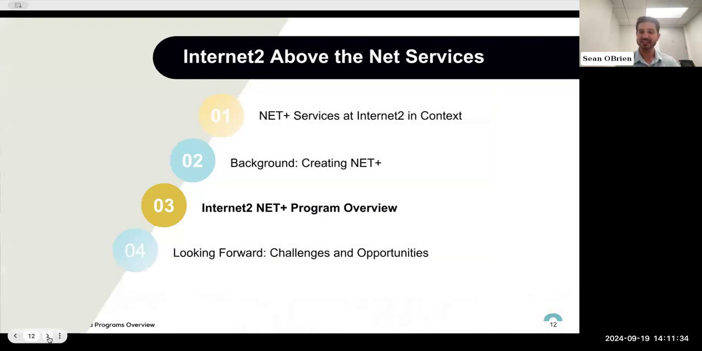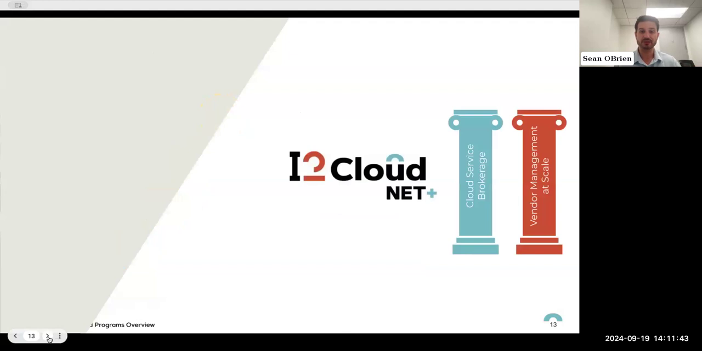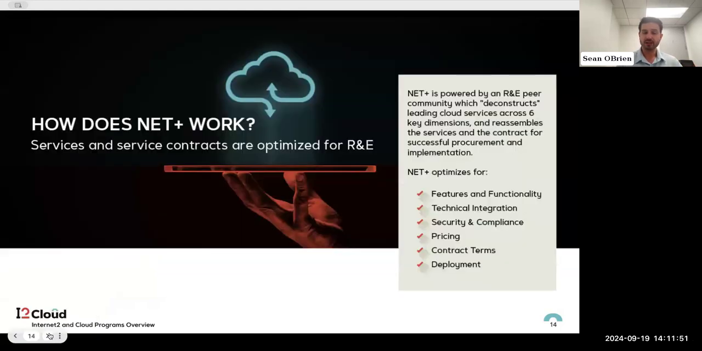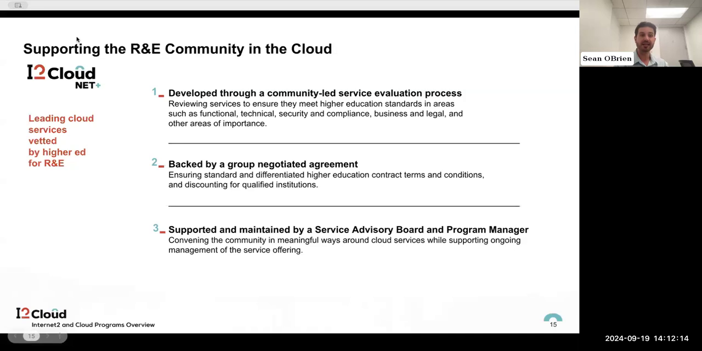So with that as background, let's talk about what the Net Plus program is. Let me give you an overview of what we're working on and some of the things we focus on. So let's first talk about how we help broker and support the acquisition of cloud services. Traditionally, this is what the Net Plus program is all about. How do we bring groups of institutions together to deconstruct leading cloud services and make sure they're designed and packaged in a way that meets the needs of the research and higher education community?